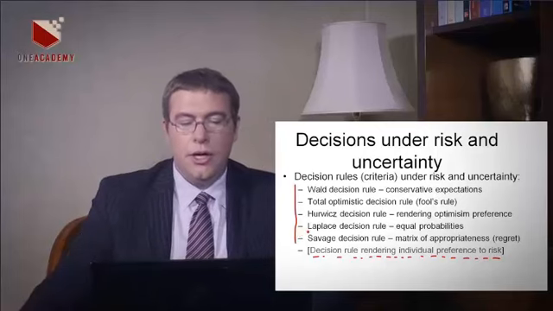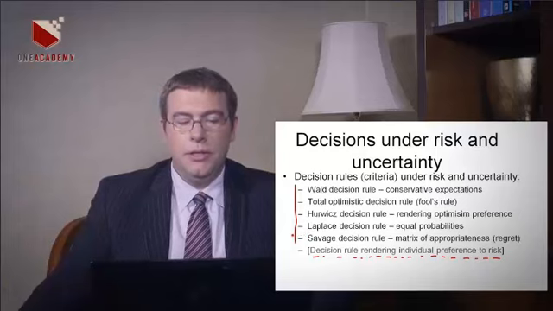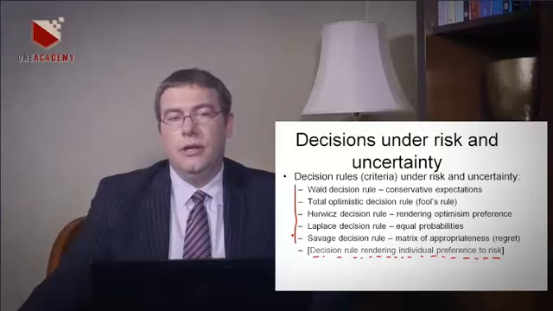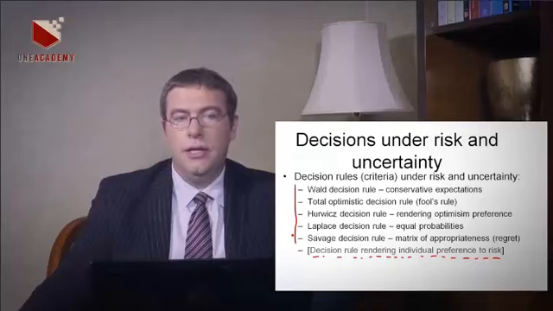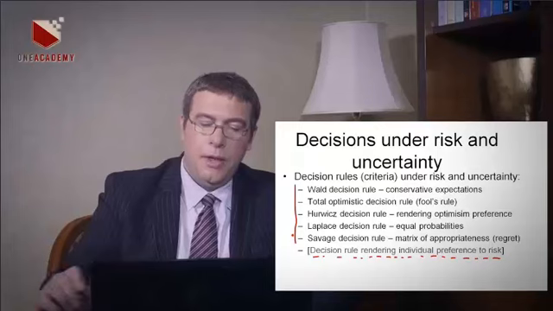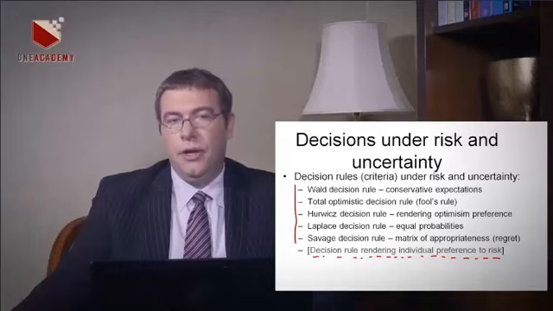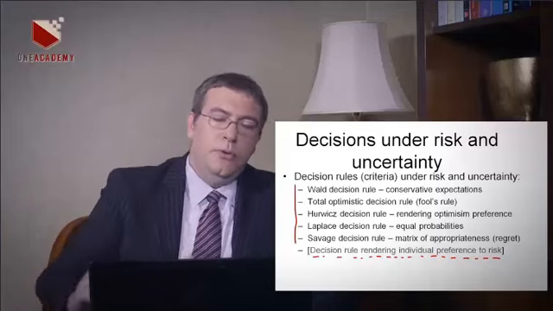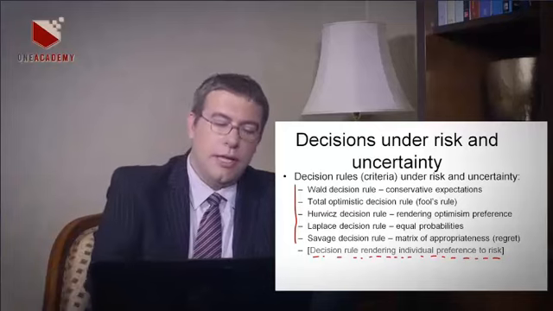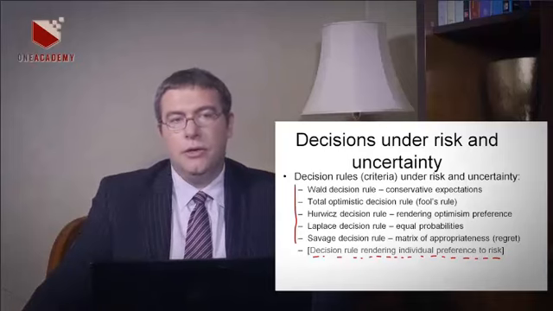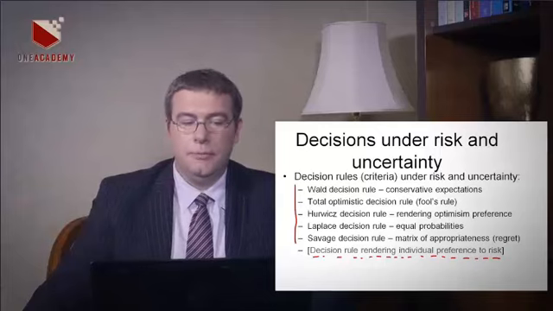decision rules, which are the Wald decision rule of conservative expectations, the total optimistic decision rule, sometimes jokingly known as the Fool's rule, the Hurwicz decision rule, reflecting optimism preference, and the Laplace decision rule, which is the rule of equal probabilities. And there is one more, which is a bit more complex, a bit more sophisticated, called the Savage decision rule, which is based on the so-called matrix of appropriateness or matrix of regret.